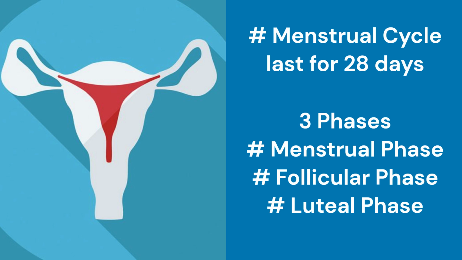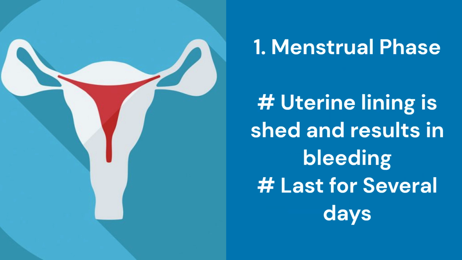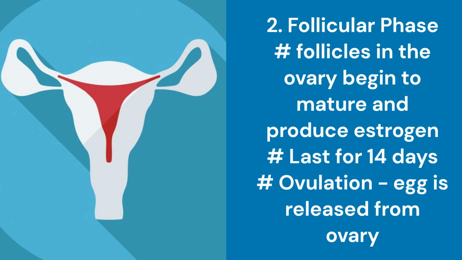The first phase is the menstrual phase, which is when the uterine lining is shed and results in bleeding that lasts for several days. Following the menstrual phase is the follicular phase, during which follicles in the ovary begin to mature and produce estrogen. This phase typically lasts for around 14 days and ends with ovulation, which is when an egg is released from the ovary.